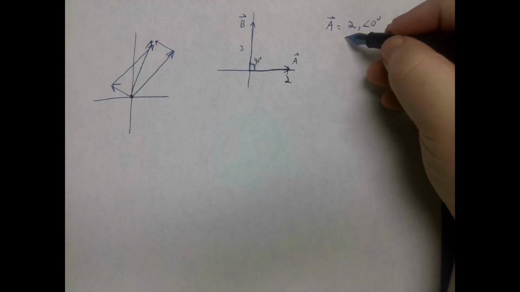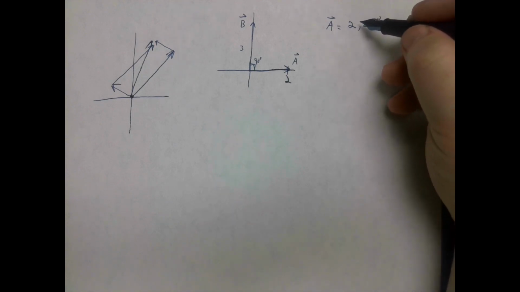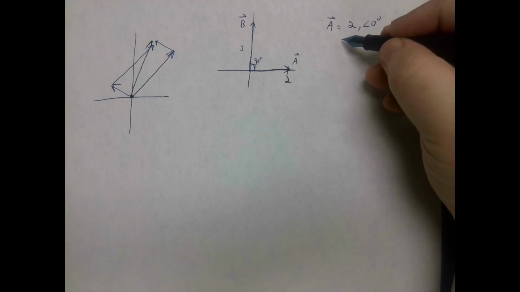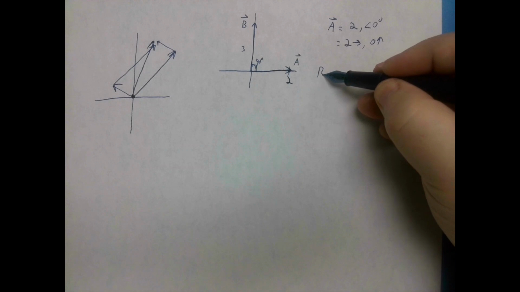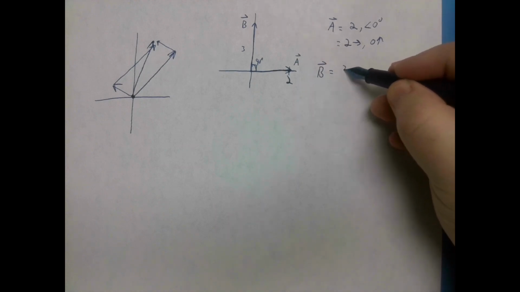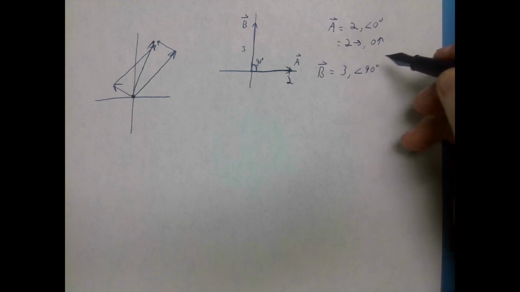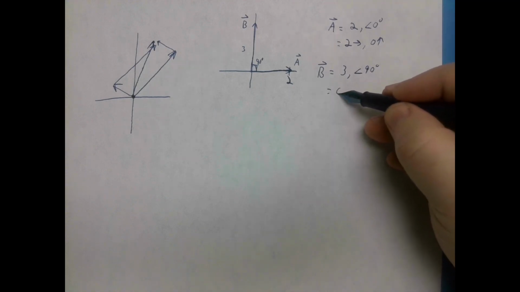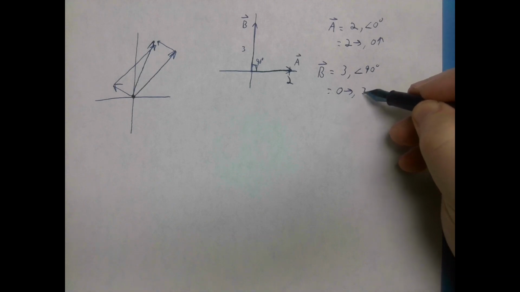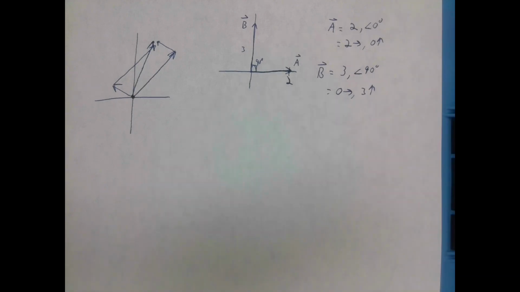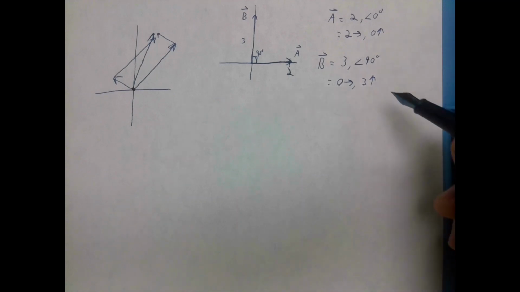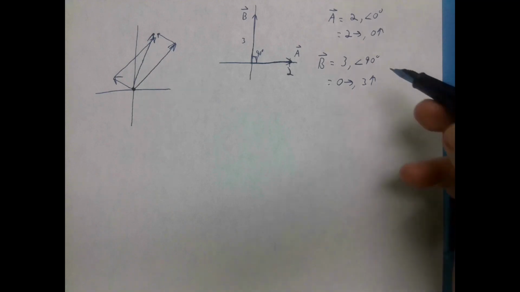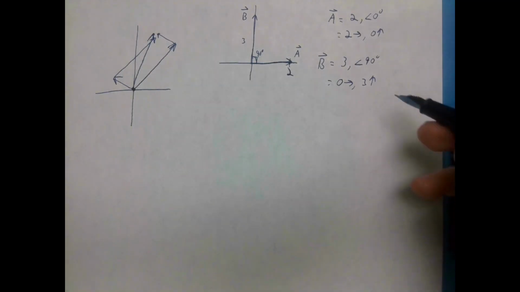Its components. So there's two ways of writing vectors. You can do it as magnitude and angle, or you can do it as components. Component-wise it is 2 to the right, 0 up. And then B will be 3, comma, angle 90 degrees. Or writing it in component form, it would be 0 to the right, comma, 3 up. So to add these together, you have to convert it into the component form anyway, and then add the components together and then combine it.